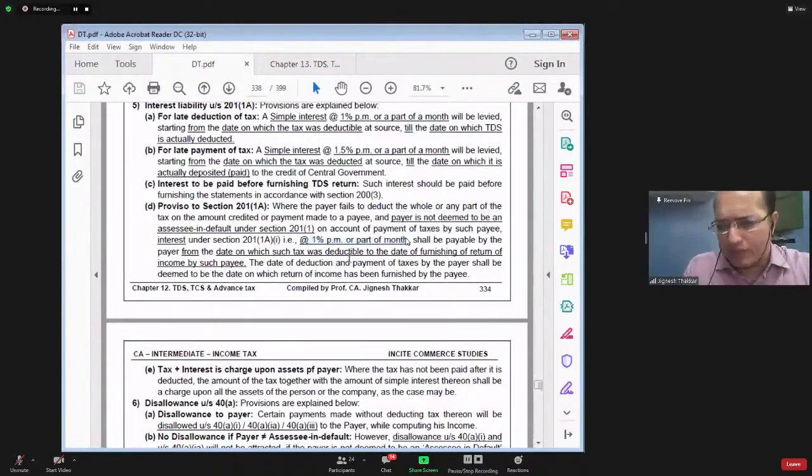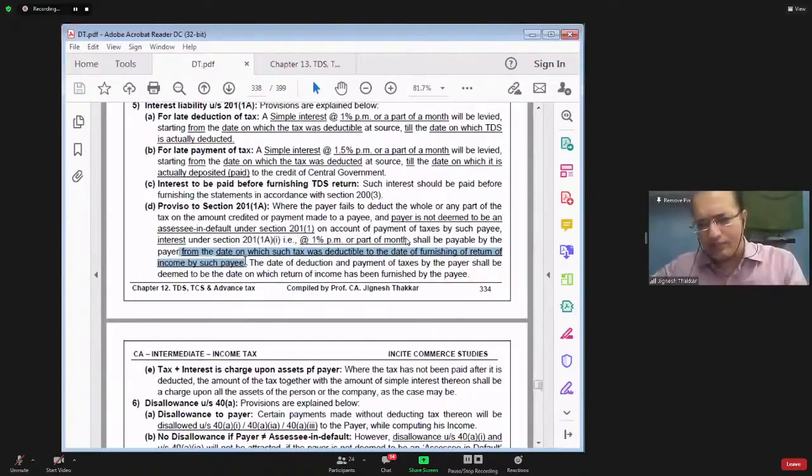Only 1% interest will be levied. So interest will be levied at the rate of 1% per month or part of the month from the date on which tax was deductible. From the date on which tax was deductible, that is 15 February in our example, to the date of furnishing return of income by the payee. So here the interest period is different.